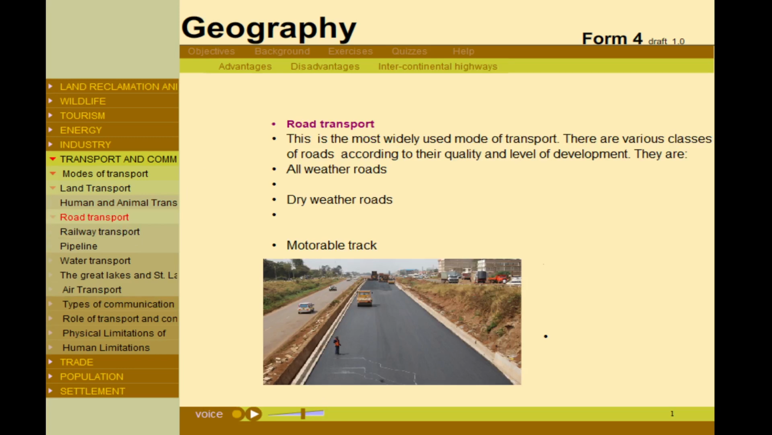Road transport. This is the most widely used mode of transport. There are various classes of roads according to their quality and level of development. They are all-weather roads, dry-weather roads, and motor-able track.